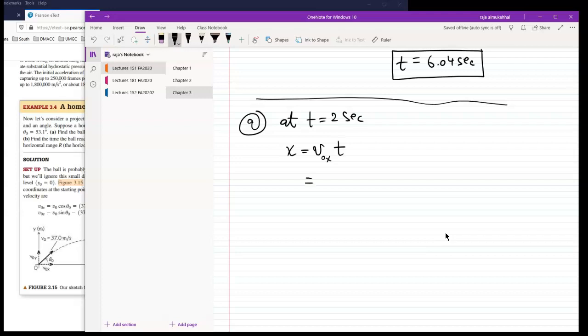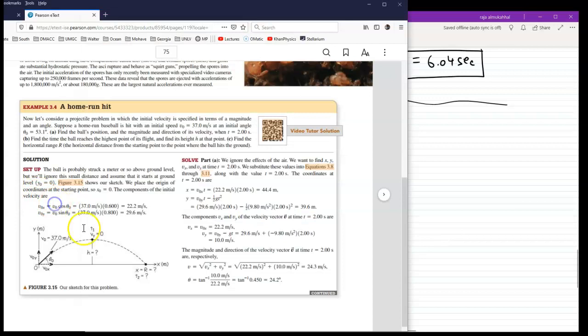V naught x, if you go back, is equal to 22.2 multiplied by 2 seconds. He said that 2 seconds. So in this case, it will give me the range. How far did it go? And that will be 44.4 meters. There we go. So after 2 seconds, the ball has already traveled this much. You see what I'm saying? Okay. Now he wants to know how high is it? In other words, let's go back to the picture. So let's assume the second is right here. So the horizontal distance from here to here is 44.4. And what is the height?